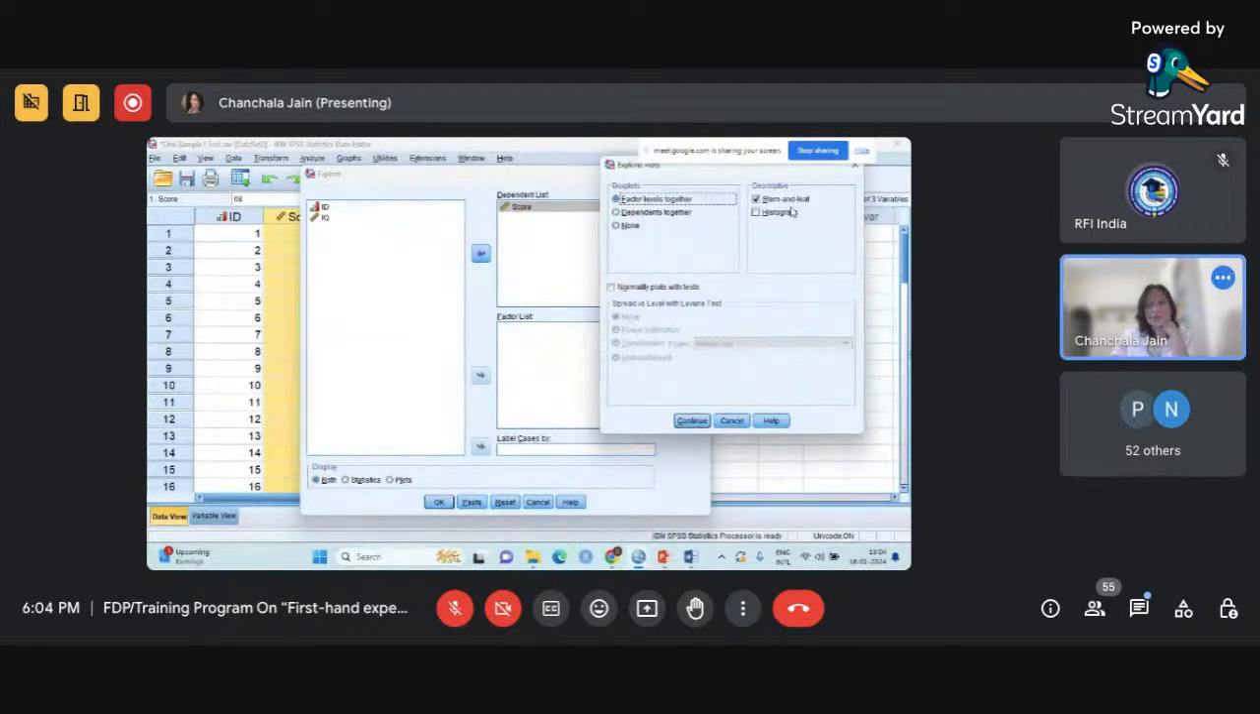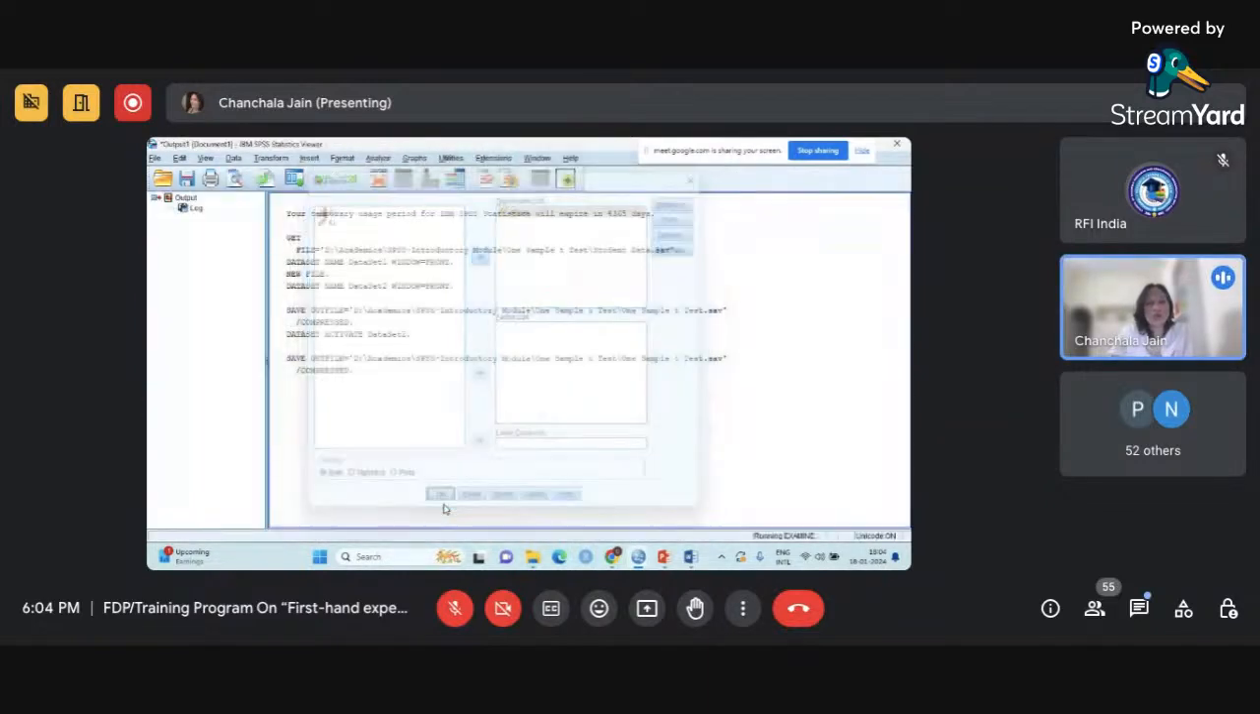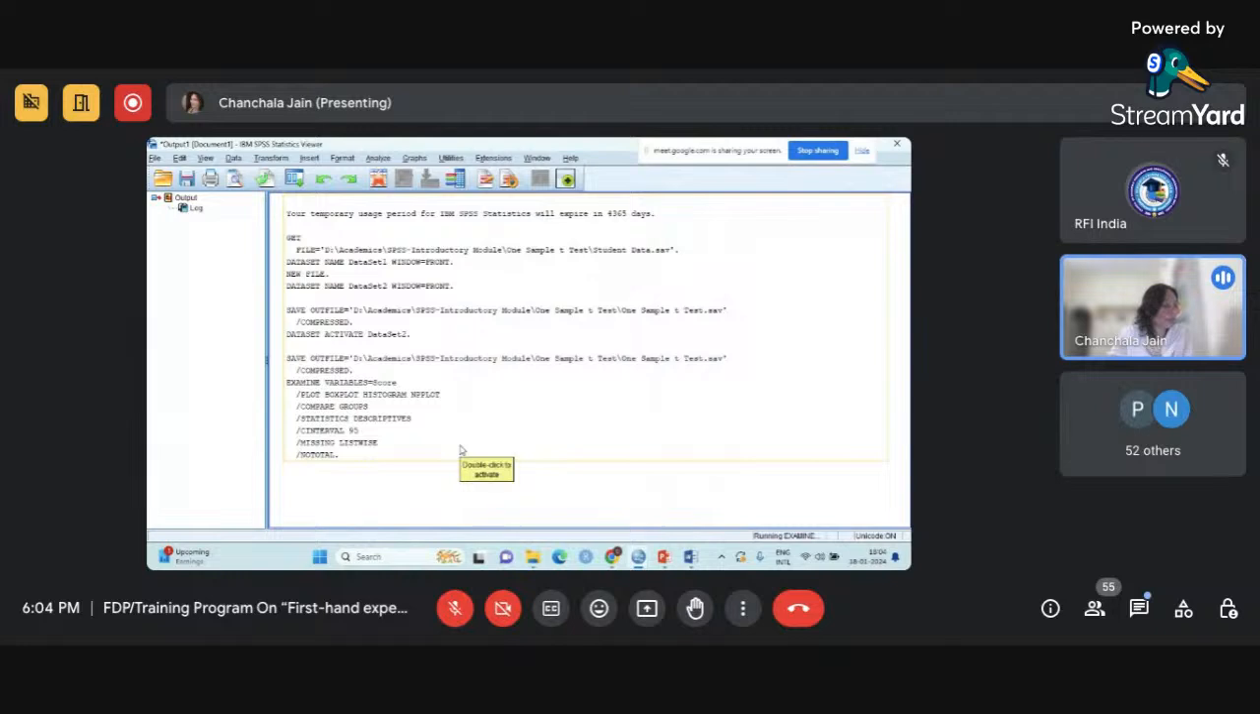Under Descriptive, we will not go with Stem-and-leaf. This is a very older process to understand. We will go with the Histogram. Along with that, we need to check Normality plots with tests. These things we need to do here to get the output. And then we can click on the Continue button. So may I click on Continue? Yes, ma'am. Now we need to click on the OK button to generate the outputs. Within a few seconds, your output will be generated in the Output Viewer.